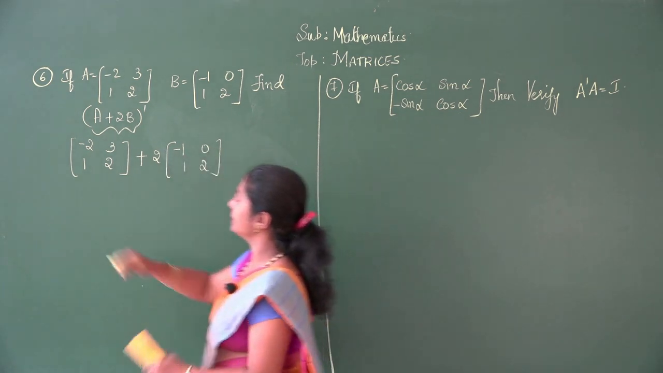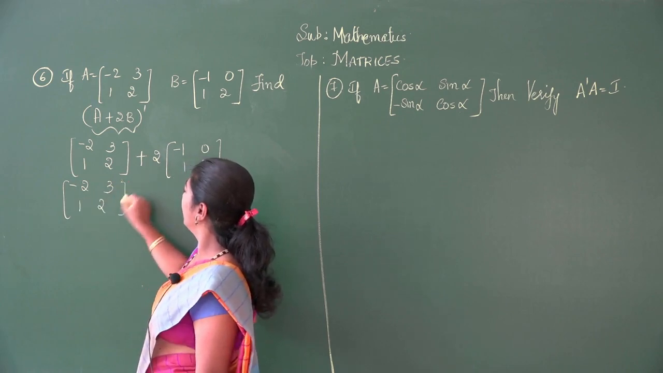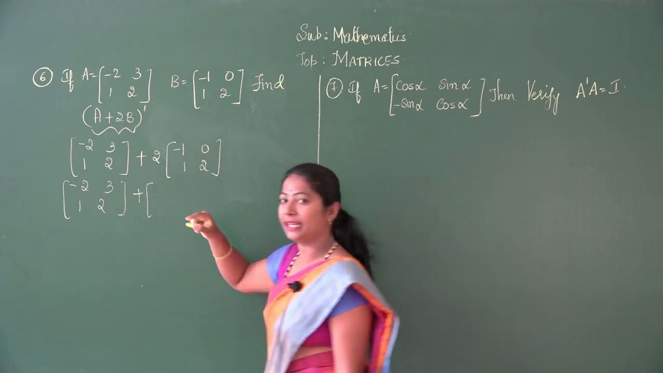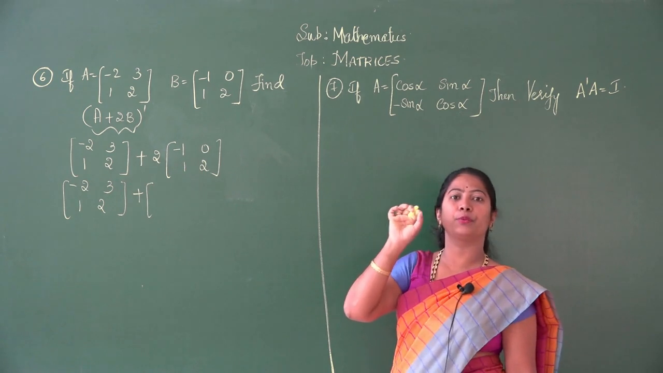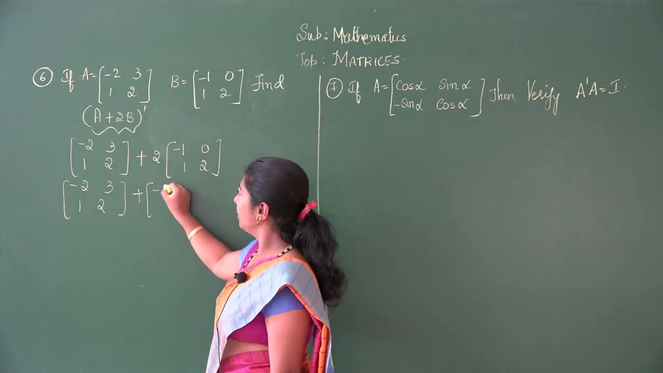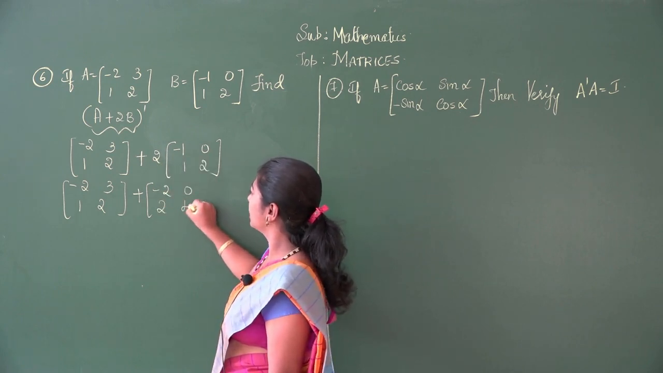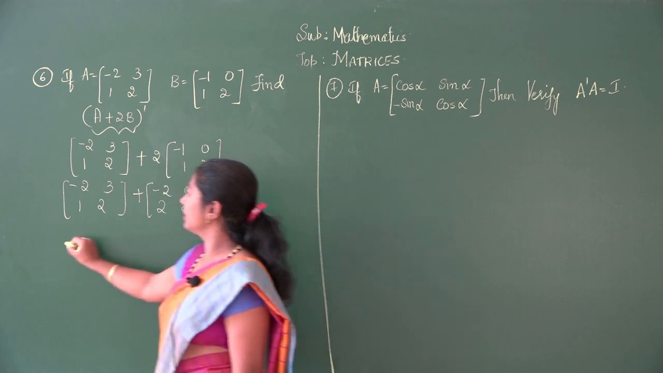This can be written as [-2, 3; 1, 2] plus scalar multiplication. You are going to multiply every corresponding element with the non-zero scalar 2. 2 into minus 1 is minus 2, 2 zeros are 0, 2 ones are 2, 2 twos are 4. So, what will be the resultant answer?